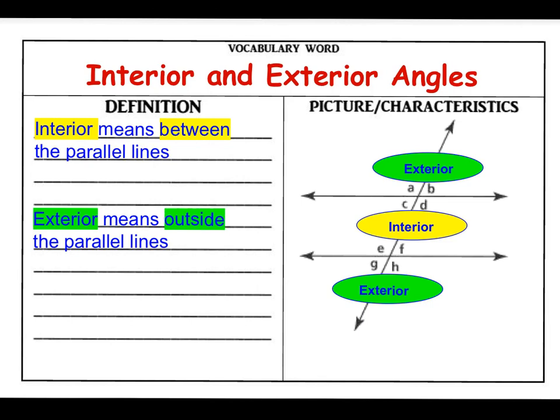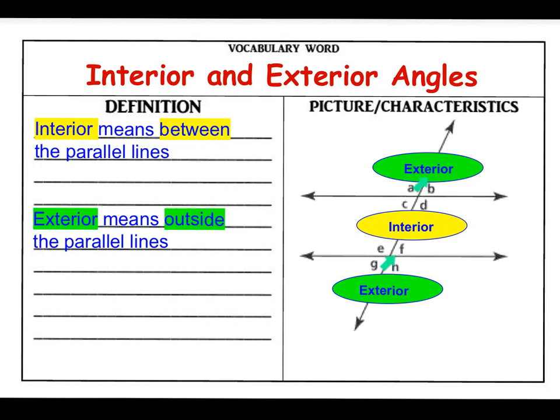Okay, in order to identify other angles formed by a transversal, this line that's crossing the two parallel lines, we need to understand the meaning of interior and exterior angles. Interior angles means between the parallel lines. So these angles here, I have angle C, D, E, and F. Those angles are between my two parallel lines. Those are interior angles.